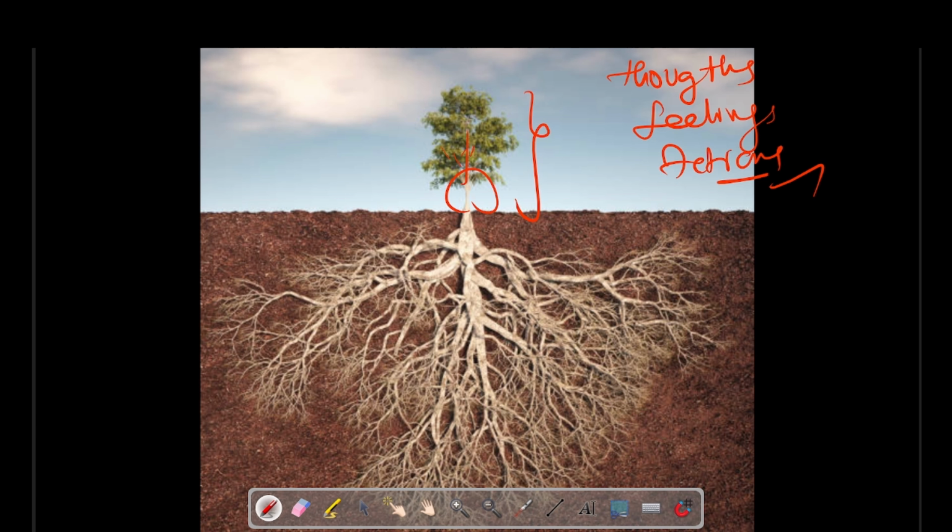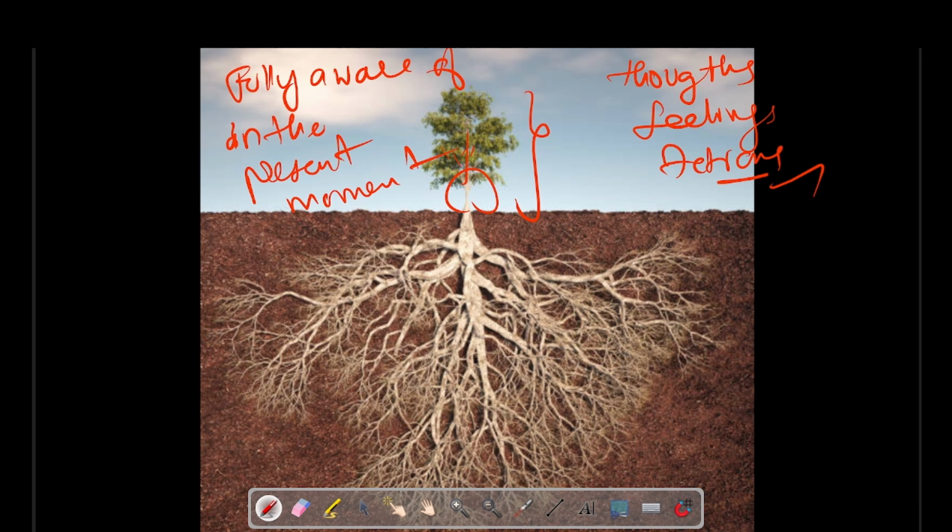The visible part of the tree which is above the ground represents your thoughts, feelings, and actions that you are fully aware of in the present moment, isn't it? Think about how the tree responds to sunlight and air, to the wind, just as your conscious mind responds to what's happening right now. For example, as you are watching this video and processing what I am saying, this is your conscious mind at work.